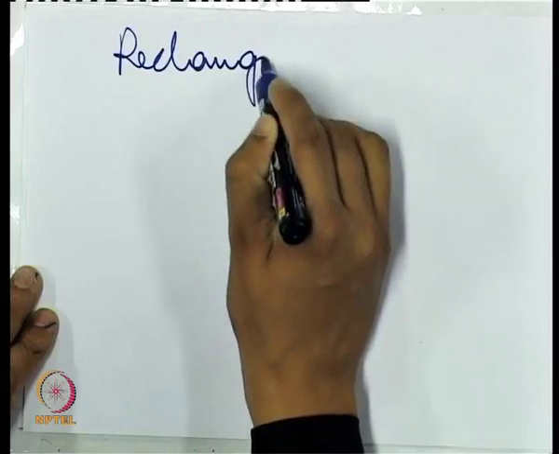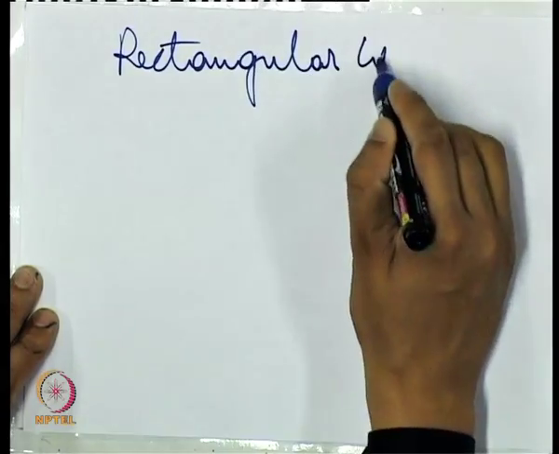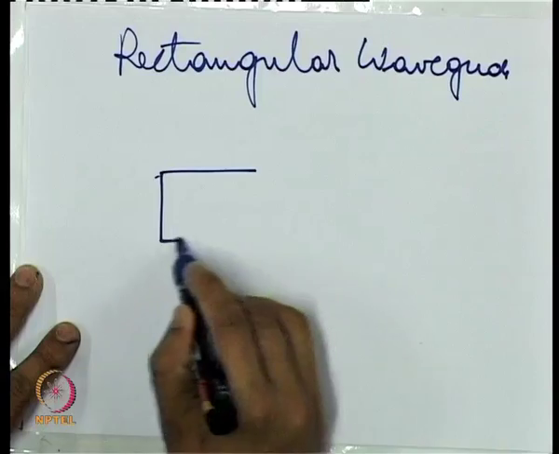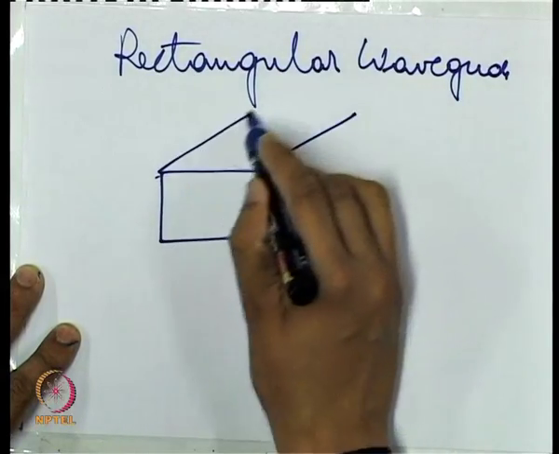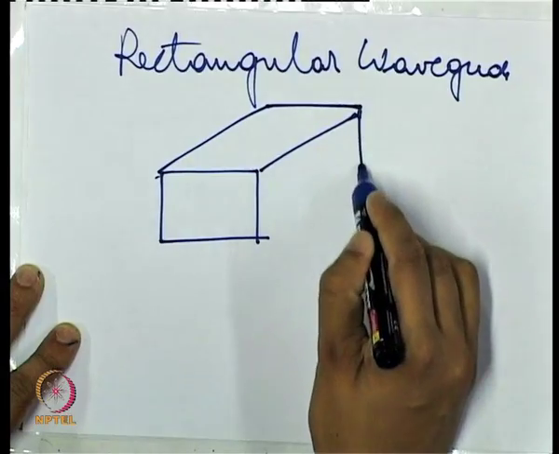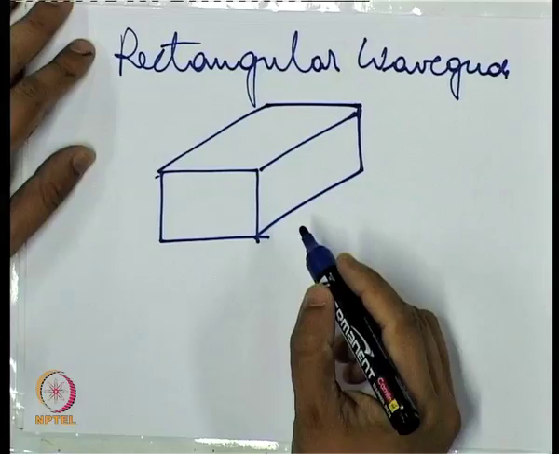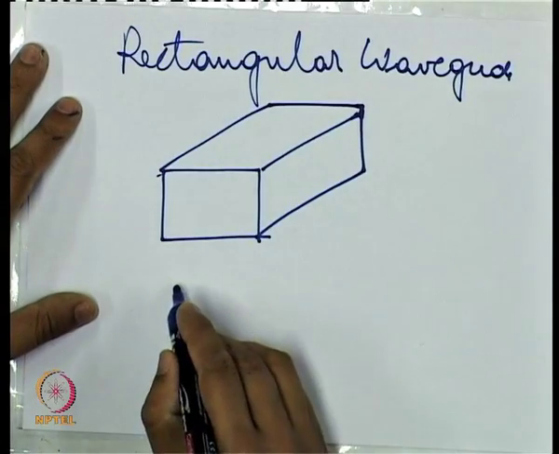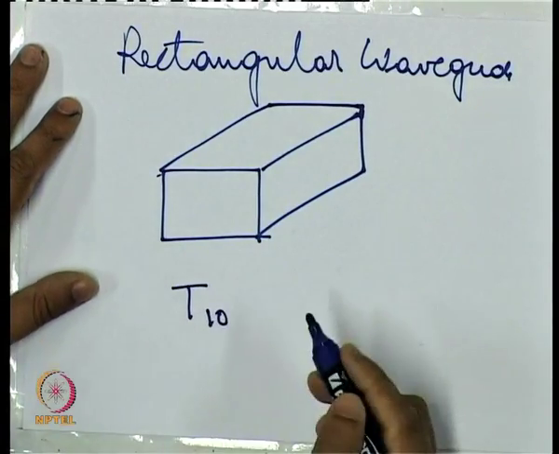Now, similarly for a rectangular waveguide, there is a component called a rectangular waveguide, which is just a hollow rectangular pipe like this. It is a pipe-like structure which is hollow inside, and the dominant mode for this is TE10.